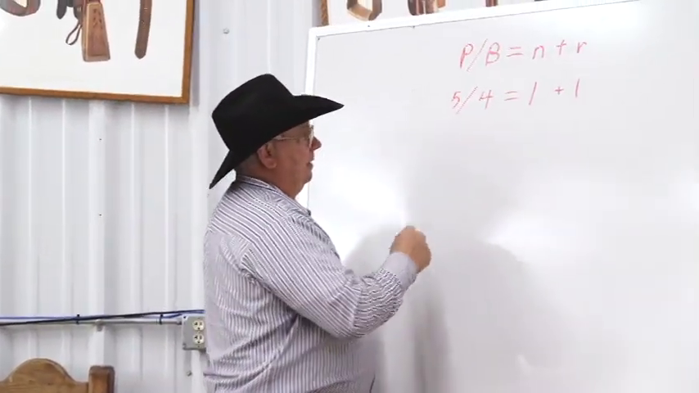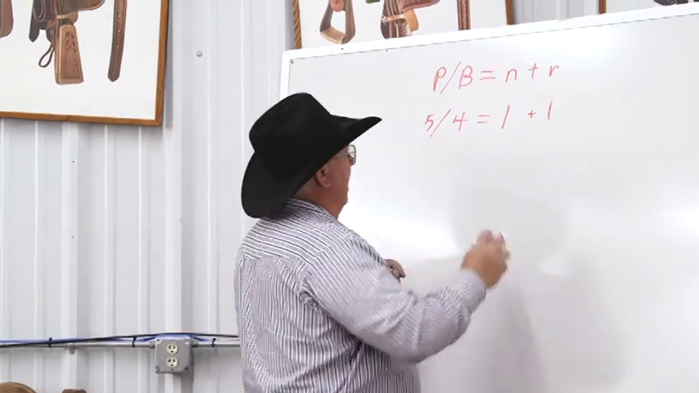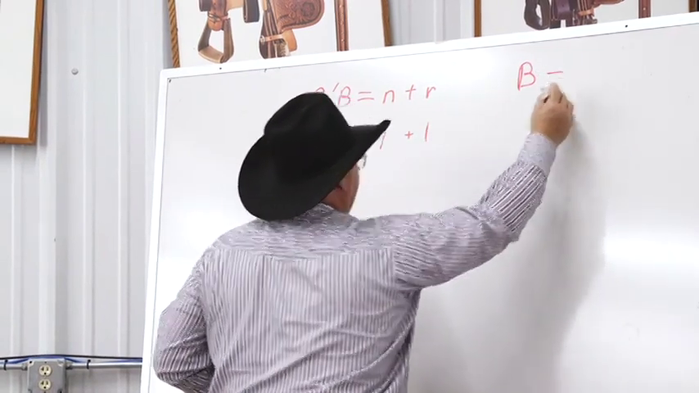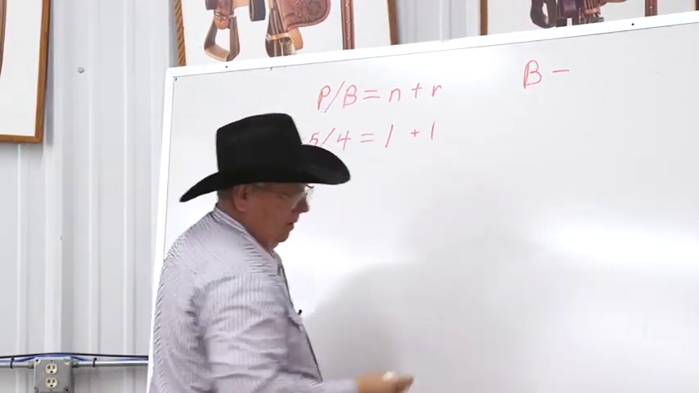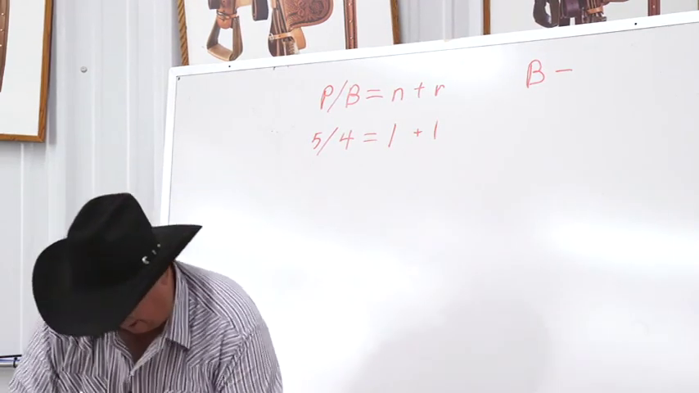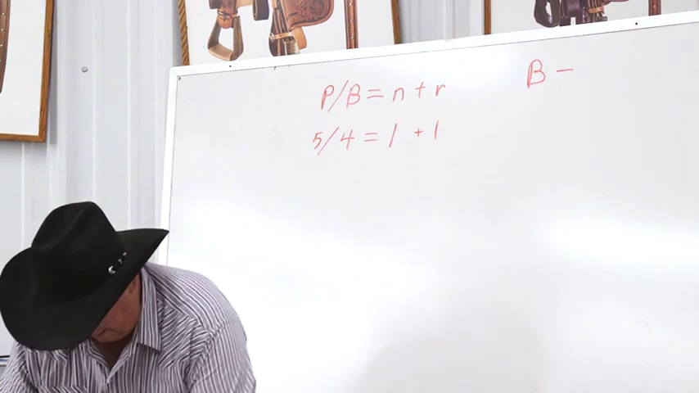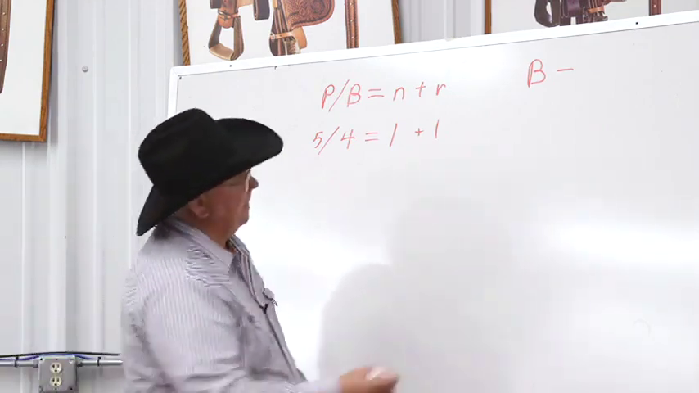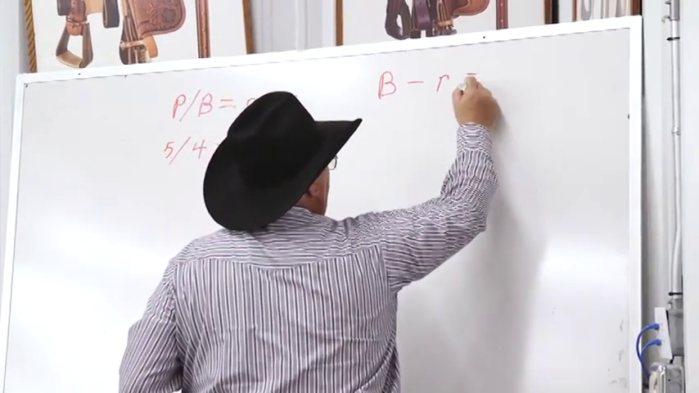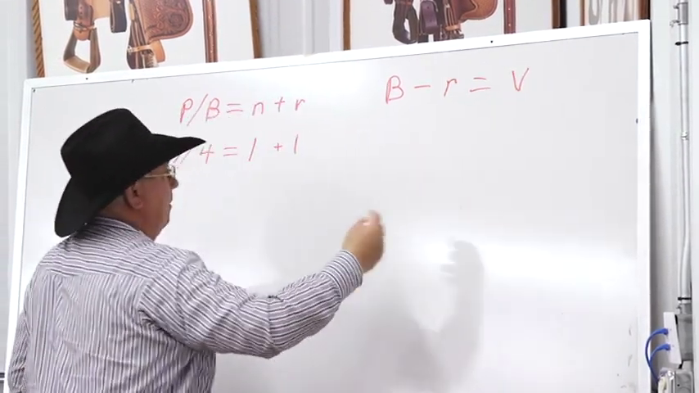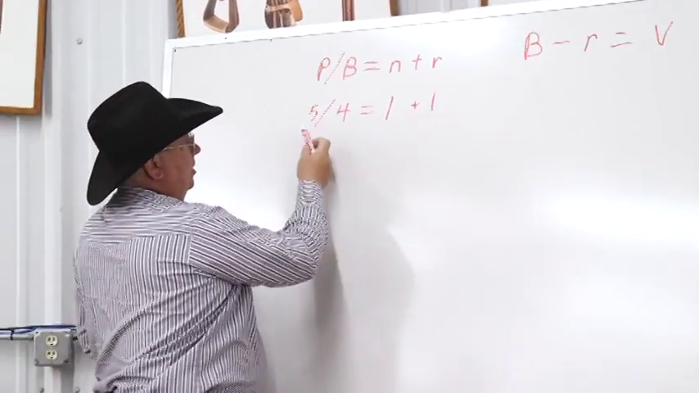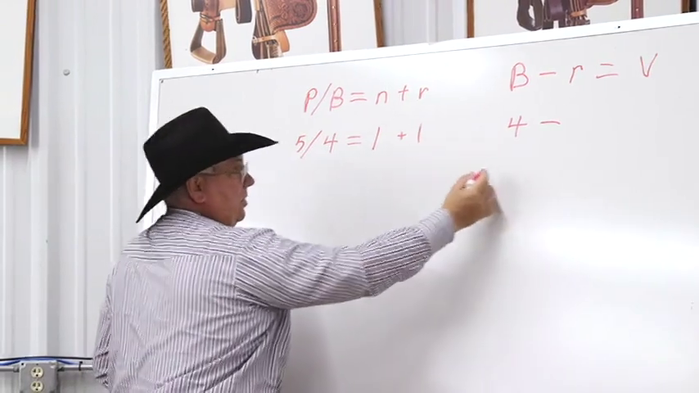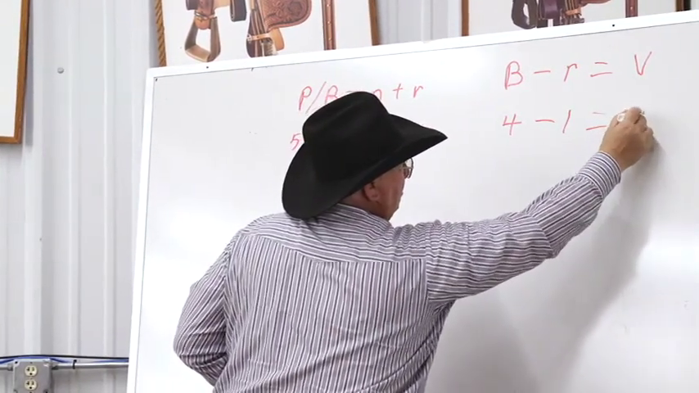Okay. One other formula that we have to use, after you get this: bites minus the R value equals a V, which is our count value. So our bites are 4, minus our R value, which is 1, equals 3.